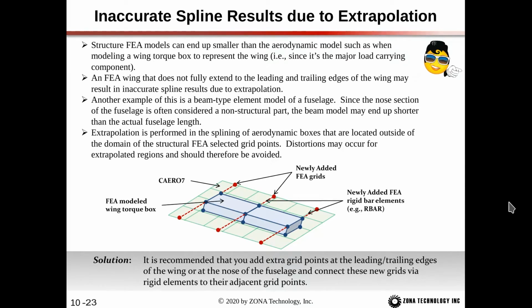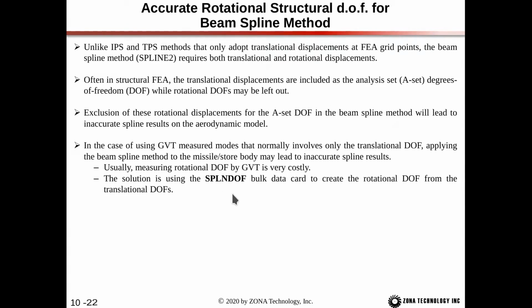So in the spline d.o.f card, you'll pick two grid points, and ZEUS will measure the translational degrees of freedom from those two grid points, and then you can calculate what the rotational degree of freedom of those grid points would have been had they been included. So ZEUS allows you to create these rotational degrees of freedom based solely on the translational degrees of freedom. Then you can make use of those rotational degrees of freedom in your beam spline method or your attach method.